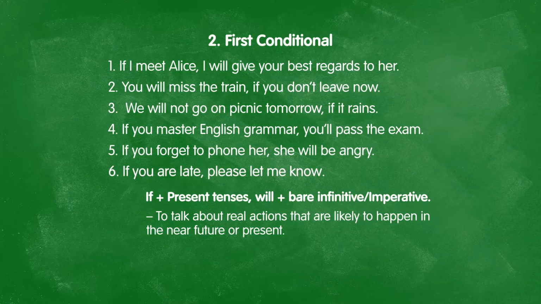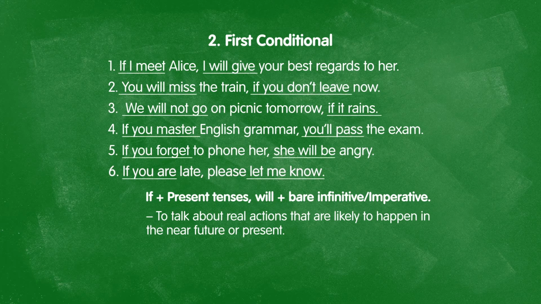The following grammar structure is the way that we use the first conditional sentence. Just like in the zero conditional, we use if and then the present tense. However, we follow it with will and the bare infinitive or the imperative structure. So, to recap, the zero and the first conditional are used to express real conditions which will happen in the future or which happen in the present reliably.